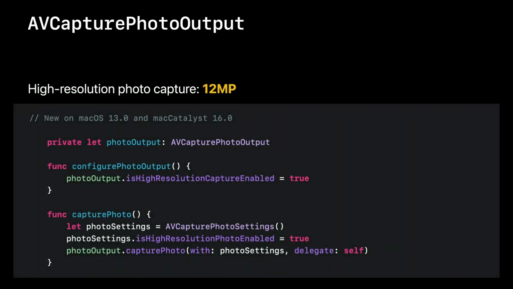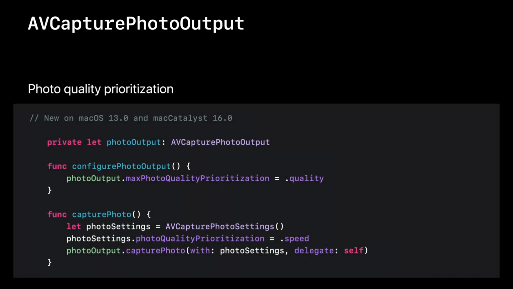We are bringing the amazing quality of iPhone photo captures to macOS, thanks to Continuity Camera. First off, we support capturing high-resolution photos. Previously, macOS has only supported photo captures at video resolution. Starting with macOS 13, you will be able to capture up to 12-megapixel photos with a continuity camera. This can be enabled by first setting high-resolution capture enabled to true on the AV Capture photo output object before starting a capture session, and then setting the high-resolution photo enabled property to true on your photo settings object for each capture.